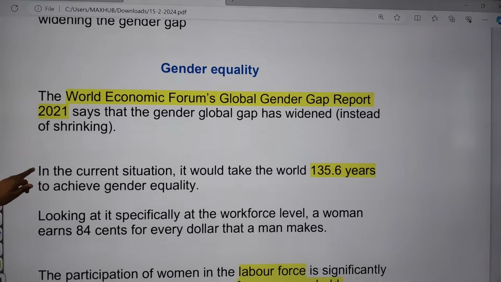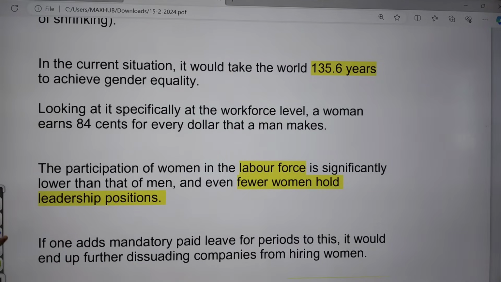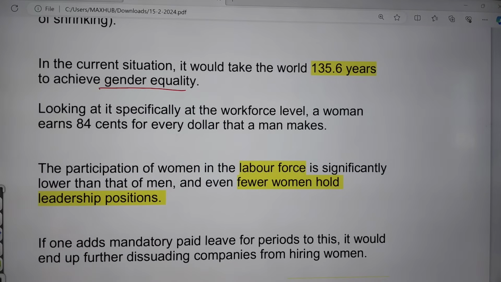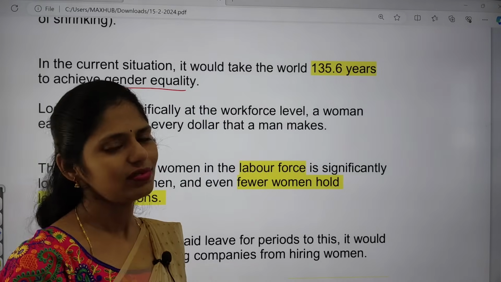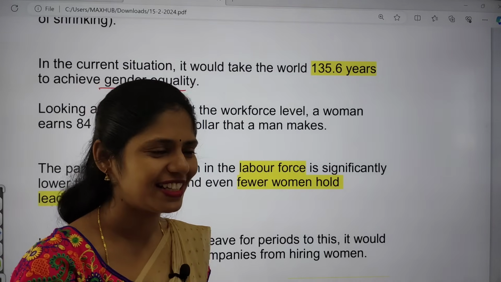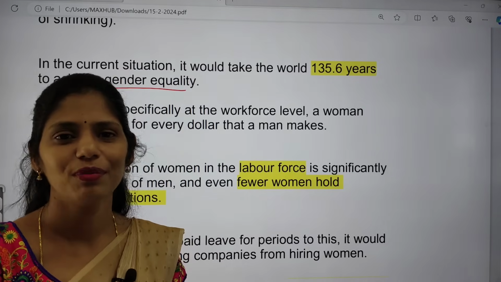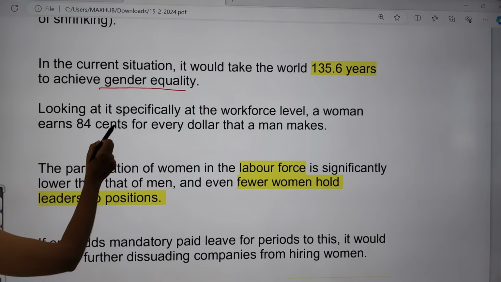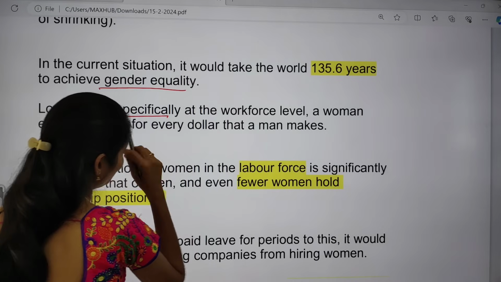In the current situation, it would take around 135.6 years to achieve gender equality. It is a very huge time. That means 3 generations in the future. After 3 generations, we can see there will be gender equality. At that time, we will not be staying on this earth. Don't worry.